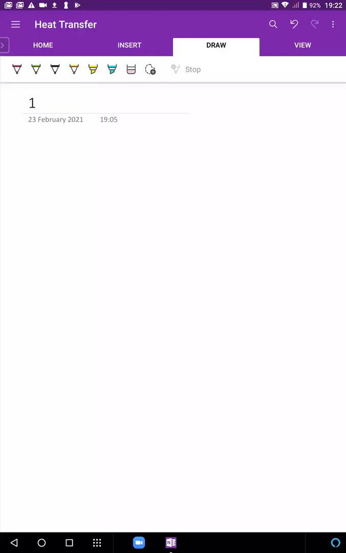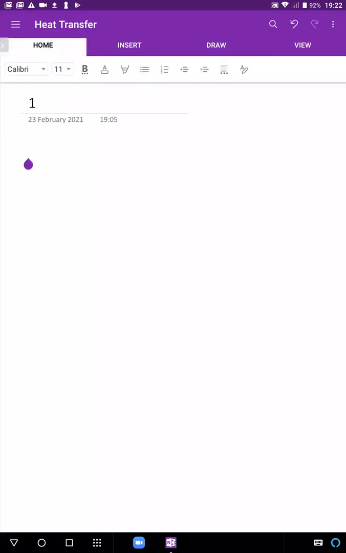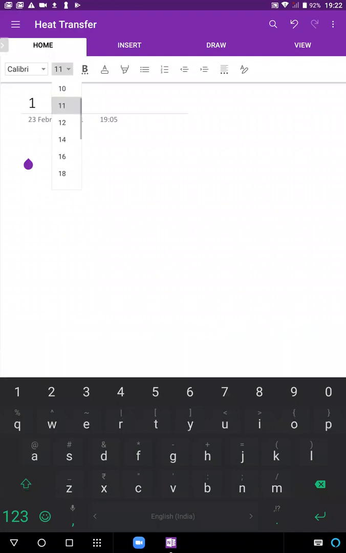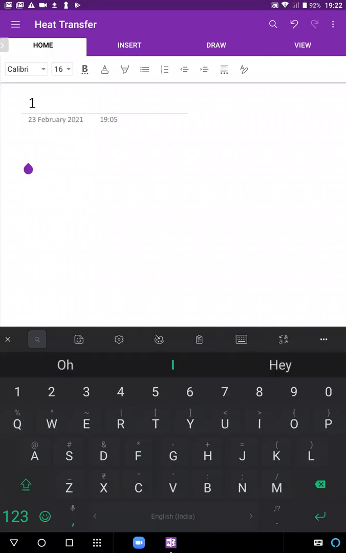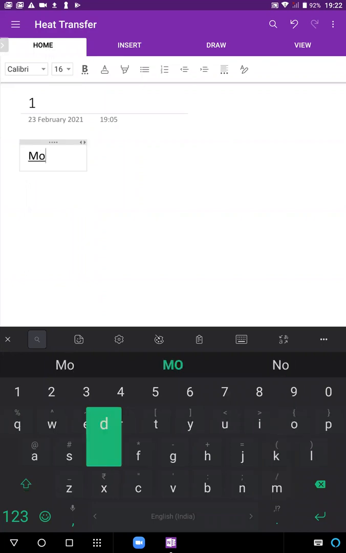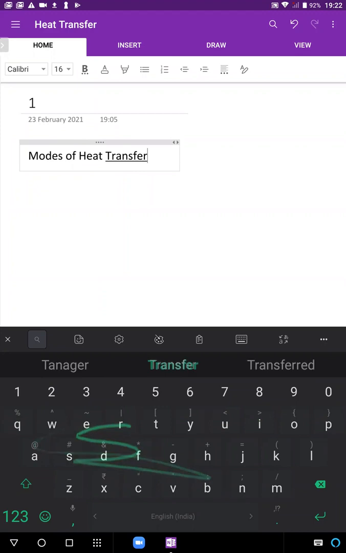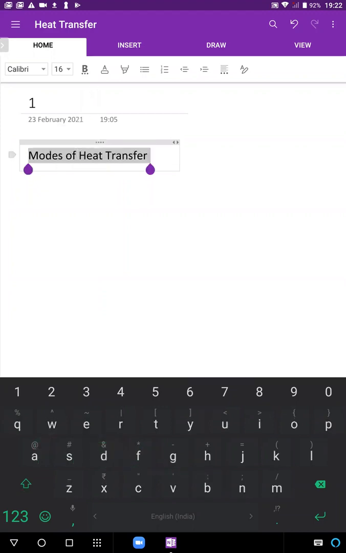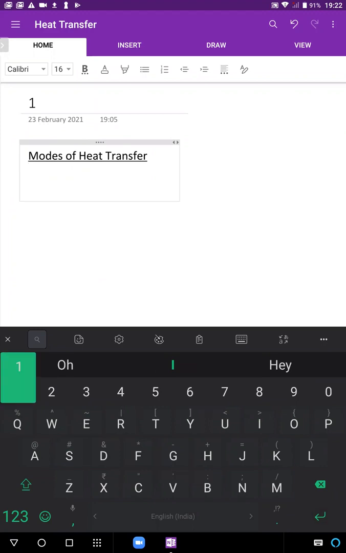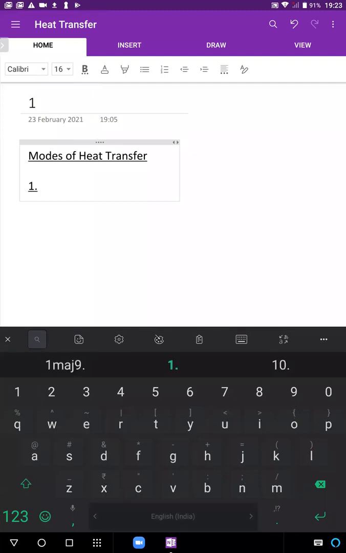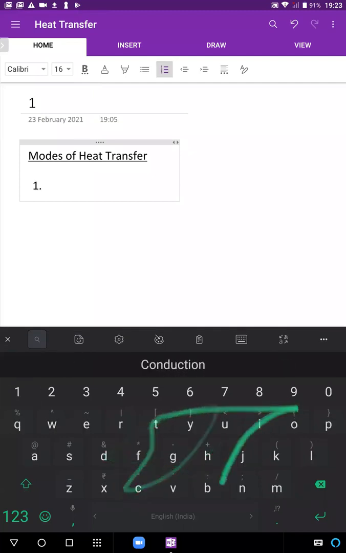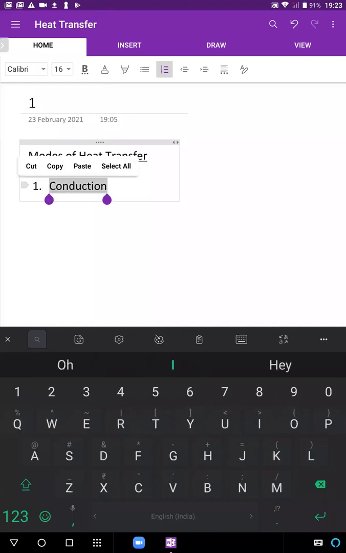Okay. So maybe I'll do a little bit of typing. So there are 3 modes of heat transfer. Let's understand them. Okay. The first one is conduction. So let's see how conduction is defined.